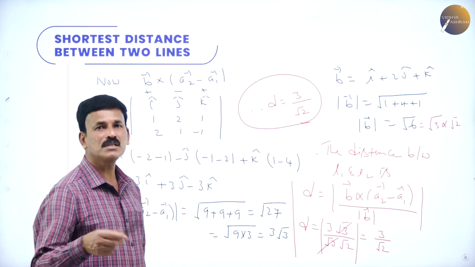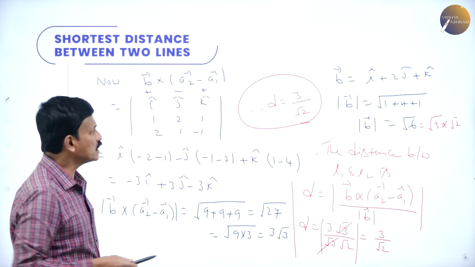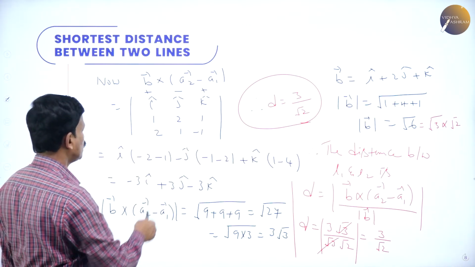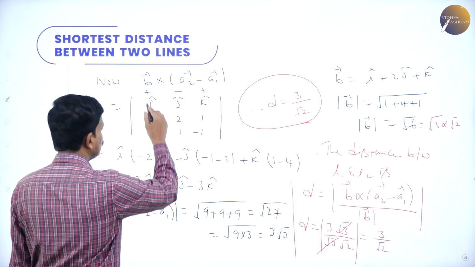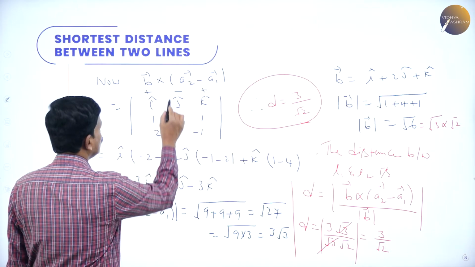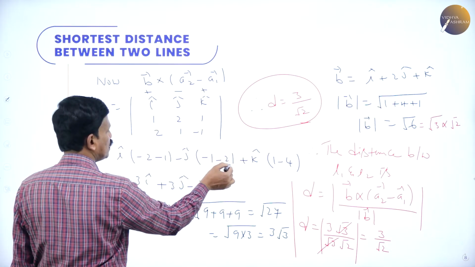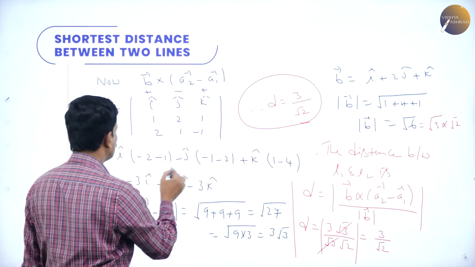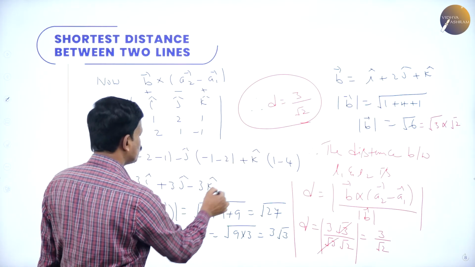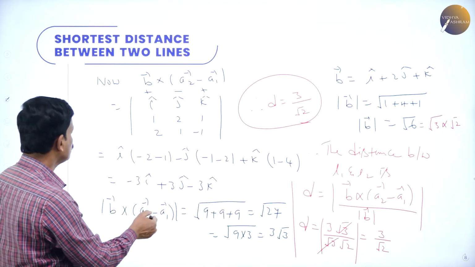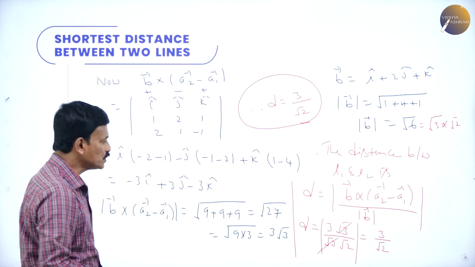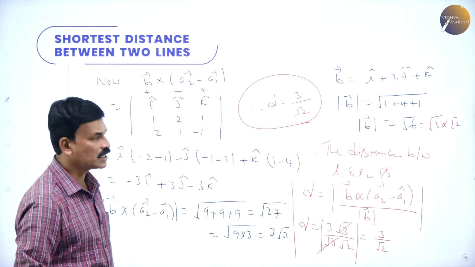That's it. Now listen to me, check once again. B cross (A2 minus A1): vector B is 1, 2, 1 and A2 minus A1 is 2, 1, minus 1. Simplify this. Expand with respect to the first row. i into (2 times 1 is 2, minus 1), minus j into (1 times minus 1 is minus 1, minus 2), plus k into (1 times 1 is 1, minus 4), which is minus 3i plus 3j minus 3k. Now the length of B cross (A2 minus A1) is the root of 3 squared is 9, plus 9, plus 9, which is 27. Square root of 27 can be written as 3 root 3.